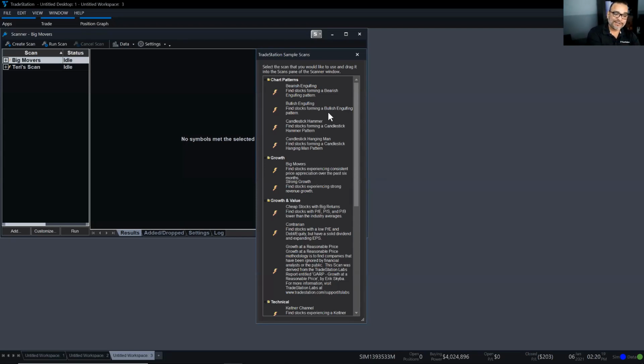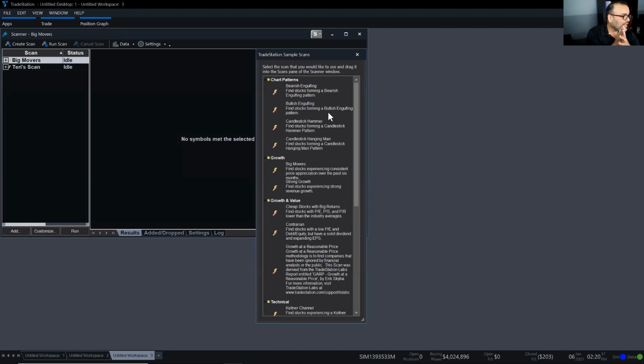Even though we're not recommending them, they're good scans. They give you ideas on how you can combine quote data, fundamental data, and technical data. So take a look at the sample scans, use them if you're just getting started and you want to get ideas on how to set it up.